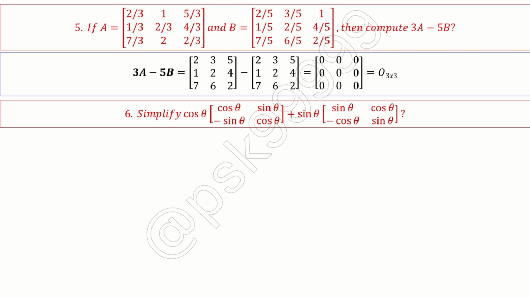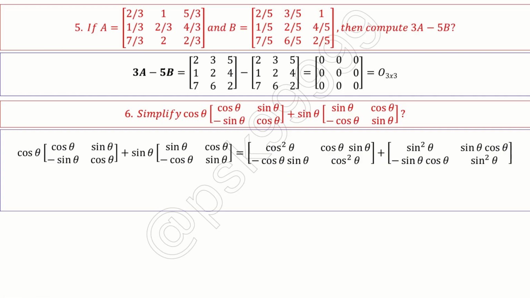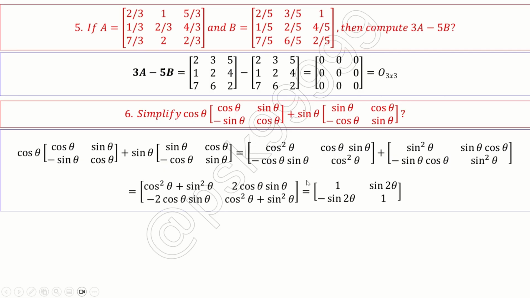Okay. Simplify this one. First is cos theta, you will multiply with each element here. Sin theta, you will multiply with each element here and then add. Okay. So what you will get is cos square theta, sin theta minus cos theta, sin theta cos square theta. Here sin square theta, sin theta cos theta, minus sin theta cos theta, sin square theta. So if you add them, wherever cos square theta plus sin square theta is there, you will get 1. And this one, we know that this is a sin 2 theta formula. Okay, minus sin 2 theta formula here. That's it. Okay, next.